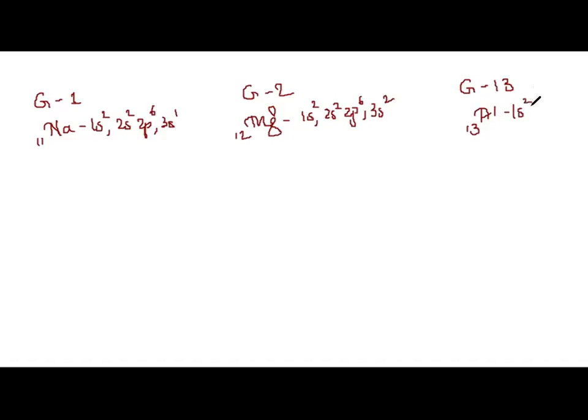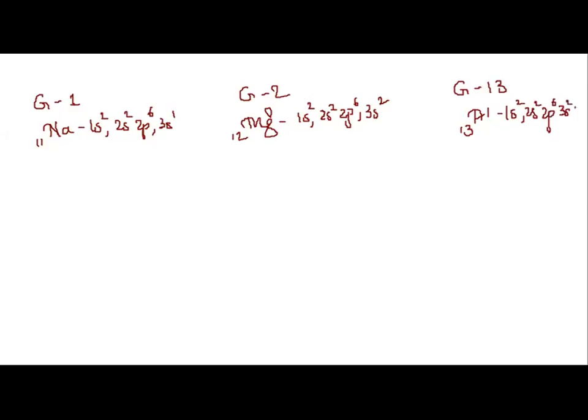Aluminium is 1s2, 2s2, 2p6, 3s2, 3p1. Correct? So if you look here, how do I denote the outermost number of shells? This is first shell, second shell, third shell. Right? Okay, fine. Now, if you see here, the sodium atom is a neutral gaseous atom.